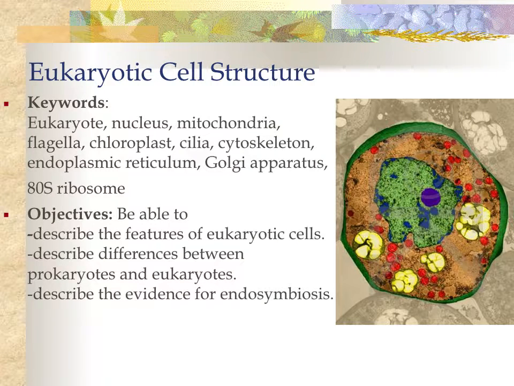All right, this covers the second part of Chapter 4 on cell types and microbiology. Here we're going to go over eukaryotic cells. Eukaryotic cells are more complex cells than prokaryotes. We're going to go over some differences between prokaryotes and eukaryotes, and then we're going to describe what's called endosymbiosis, which deals with the origin of eukaryotic cells.